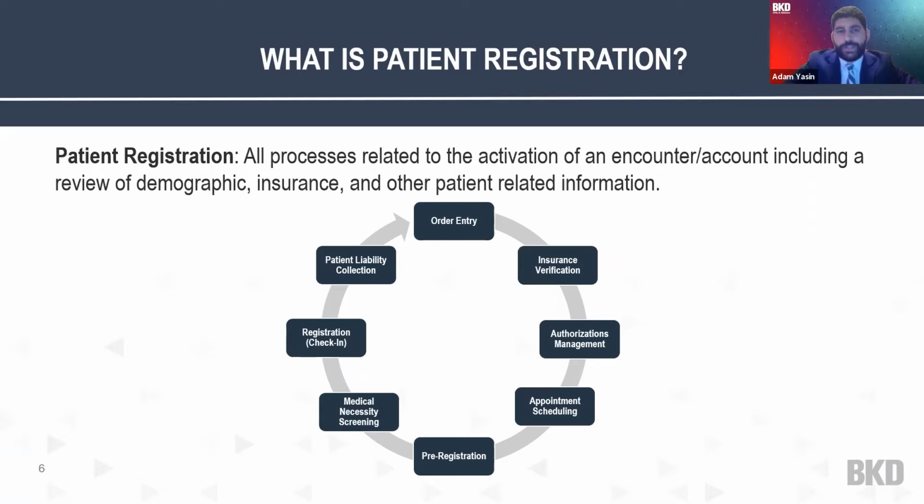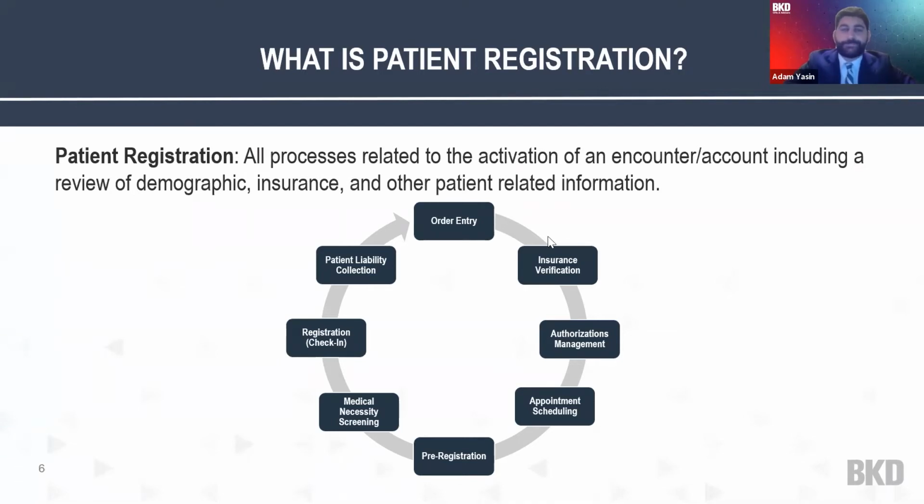And what this visual is really showing you is the sequence of steps that occurs prior to a patient's arrival for their encounter, beginning at order entry, moving clockwise to insurance verification, authorizations management, the scheduling of that appointment, the pre-registration of that appointment, medical necessity screening if applicable, of course, the arrival of the patient, registration check-in, and then ultimately patient liability collection. Over the next several slides, we're going to go into each one of these pre-arrival functions and talk about best practices. So let's start with order entry.